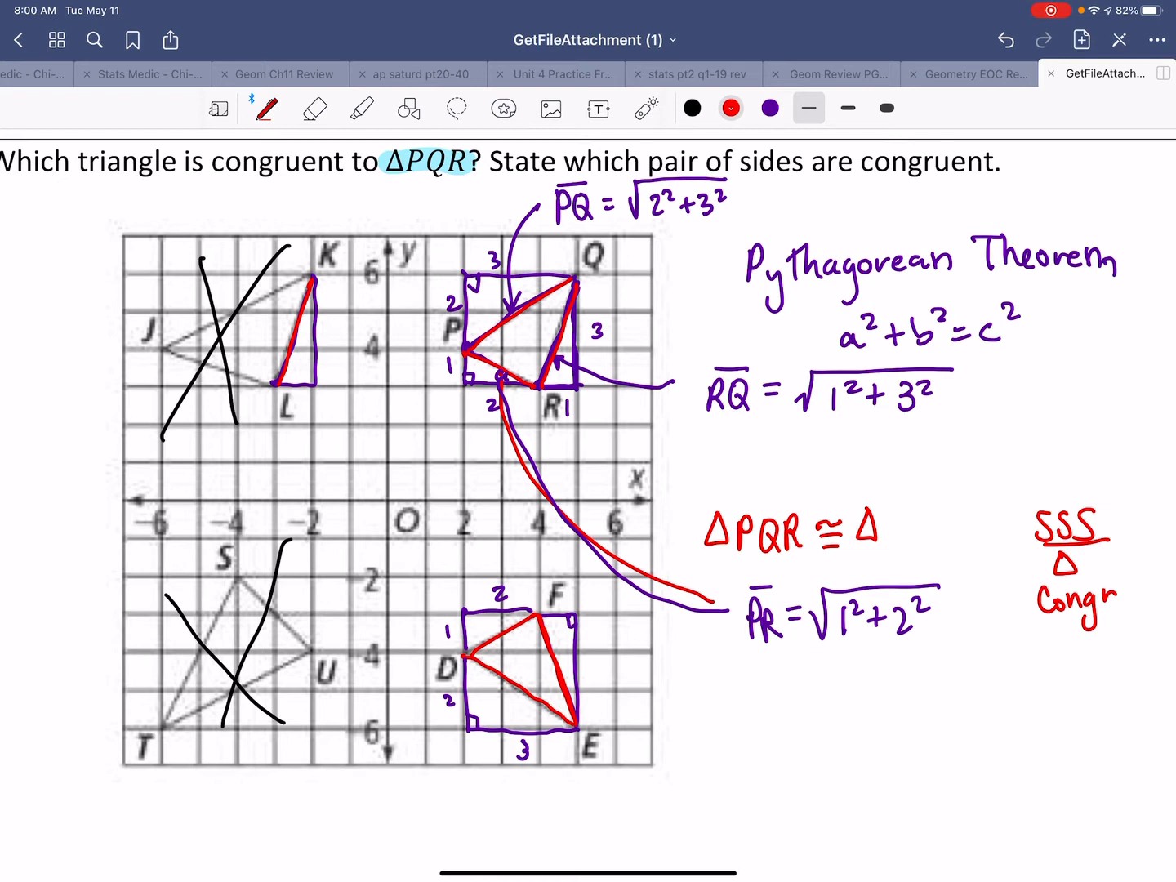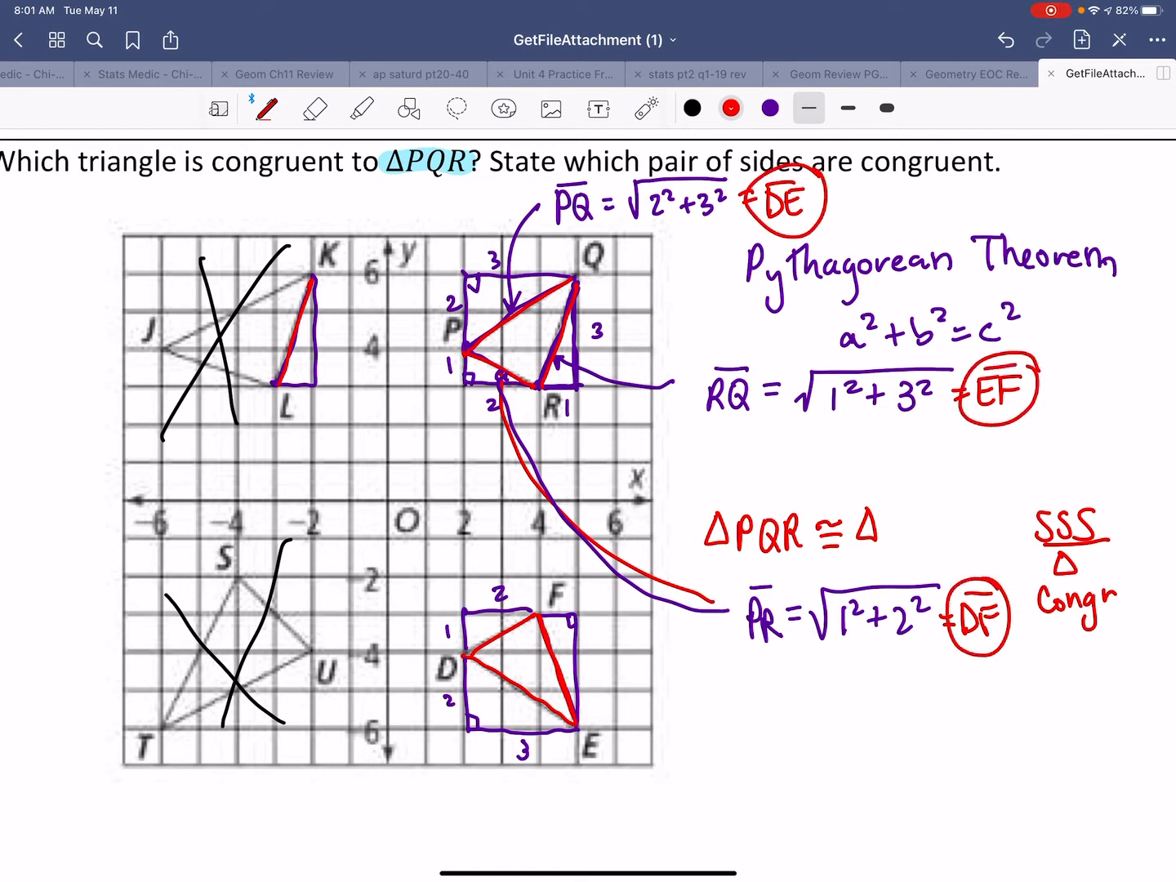So PQ is congruent to, it's a 2 and 3, right? PQ is congruent to DE, and RQ, which was that 3 and 1, is congruent to EF, right? And our last one, PR, is that 1 and 2 right triangle. That would be DF. So notice we have all 3 sides are congruent.